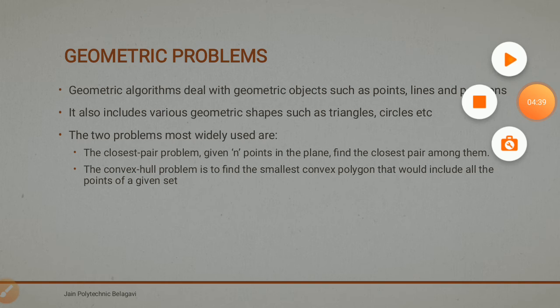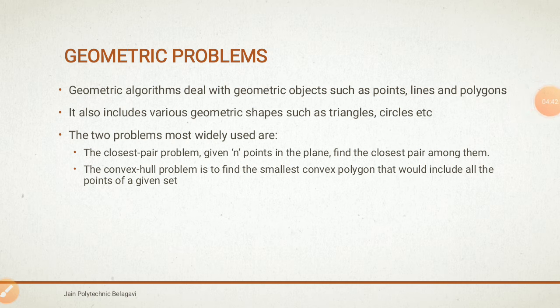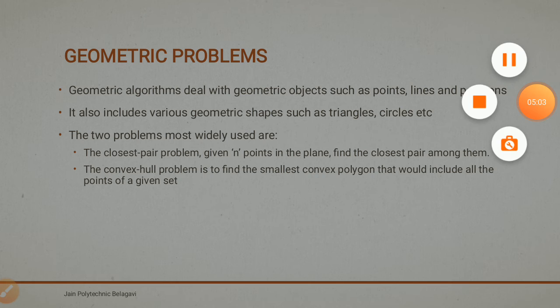The two problems most widely used are the closest pair problem, given n points in a plane, find the closest pair among them, and the convex hull problem, which is to find the smallest convex polygon that would include all the points of a given set. These are the two problems most widely used in design and analysis of algorithms, that is about the geometric problems.